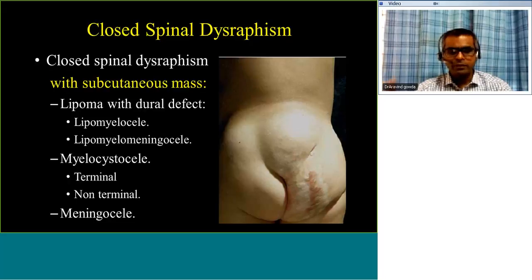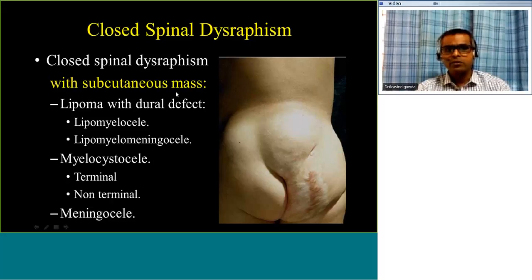So 4 points in the open spinal dysraphism. 4 entities come under that. One is myelomeningocele, the other is myelocele or myeloschisis, hemimyelomeningocele or hemimyelocele. So these are the 4 entities. Coming to the closed spinal dysraphisms, these are the ones which are associated with subcutaneous mass, and the others are not associated with the subcutaneous mass.